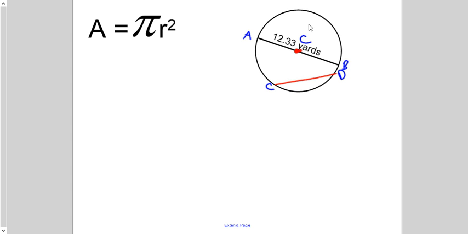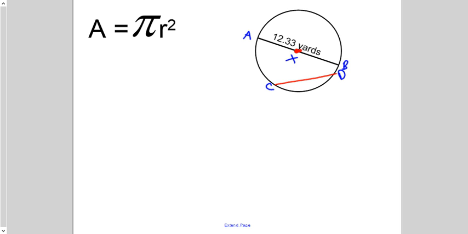Oh, actually, sorry, forgot we already used C. Let's use X for the point in the middle. There we go. We need the radius, so that's not good. I don't see a radius. I see the diameter. This whole thing, AB, is 12.33 yards. This is not the radius because it's not touching the center. The radius goes from the center to the edge.